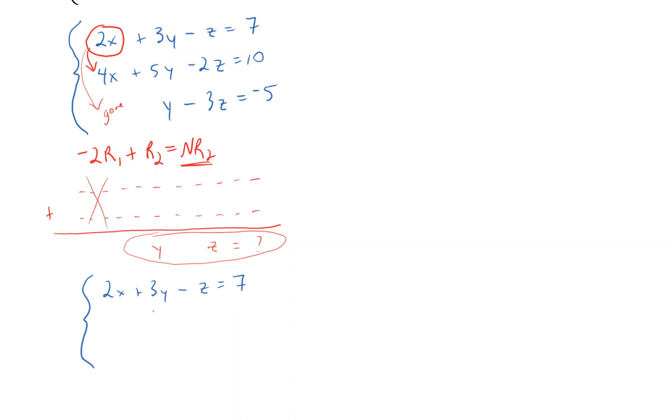Row 2 does change. So put in here what you got for row 2. There should be a hole here where the x term was. And then row 3 didn't change. We didn't get a new row 3. So let's copy that down also. Okay?